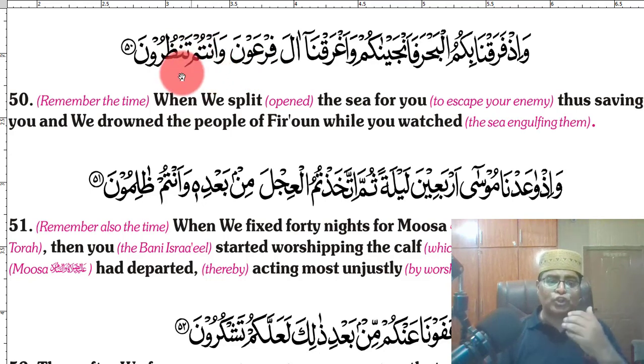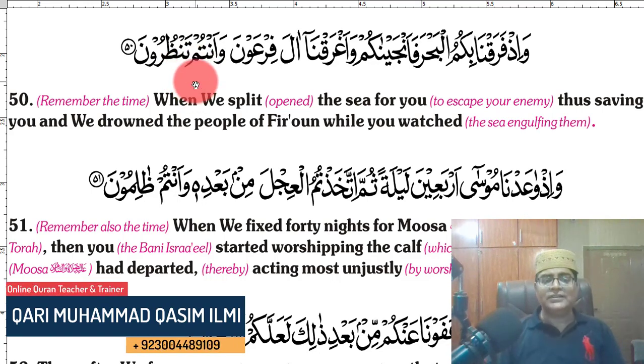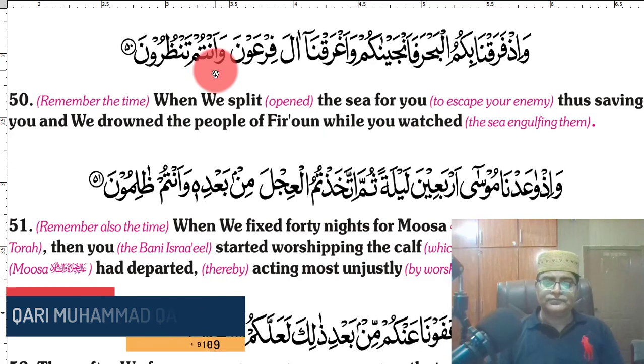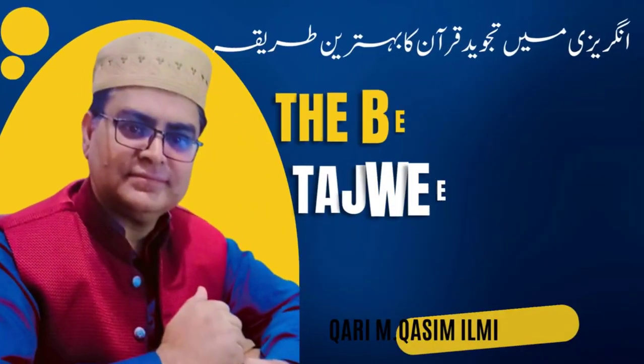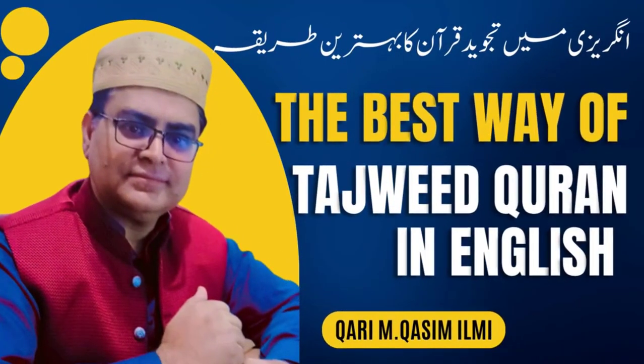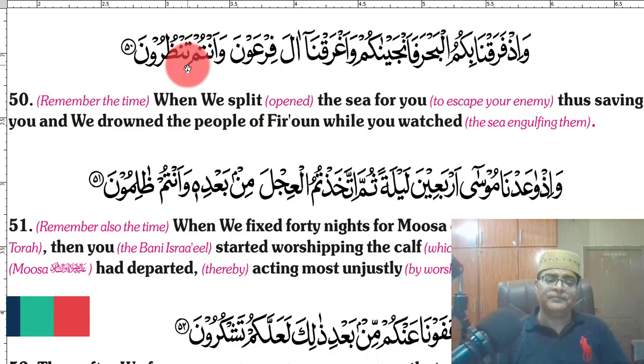Wa antum tanzurun. And this is the mim sakina. After a mim sakina, ta is appearing. So we call it izhar shafawi here. And we learned in the mim sakina rule: idgham shafawi, ikhfa shafawi, and izhar shafawi. So this is one of them, izhar shafawi.